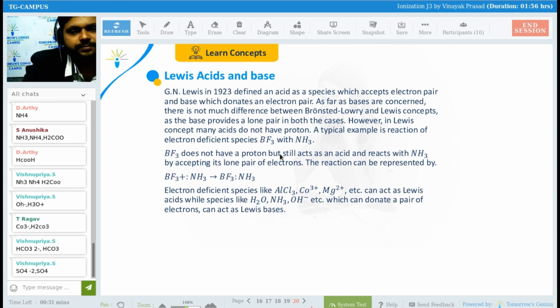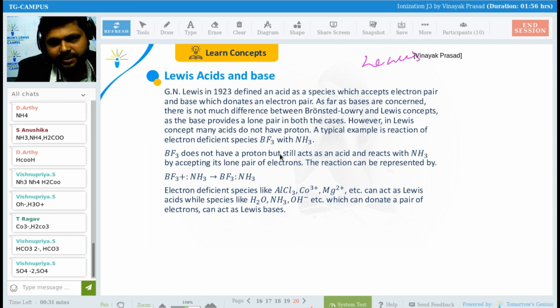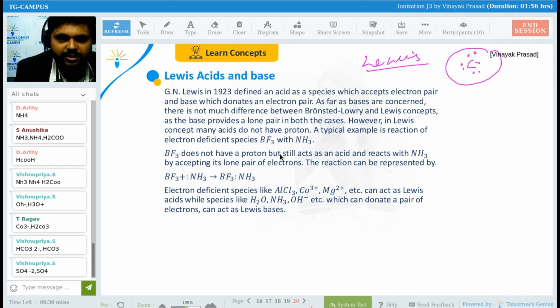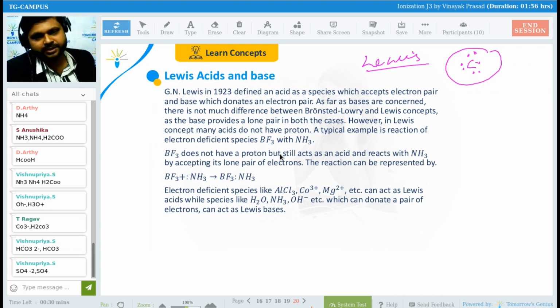Now, according to Lewis, he was also a scientist, guys. We are always drawing its structure. Let's suppose if you have to draw Cl, the outermost electronic configuration that we denote by dots, 7 electrons. This is the electron dot structure, actually given by Lewis only.